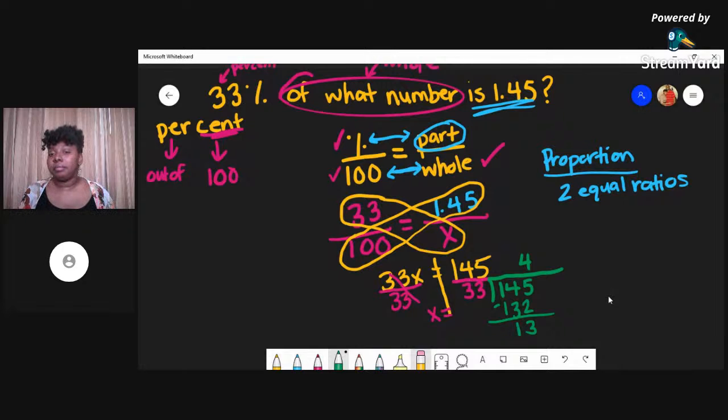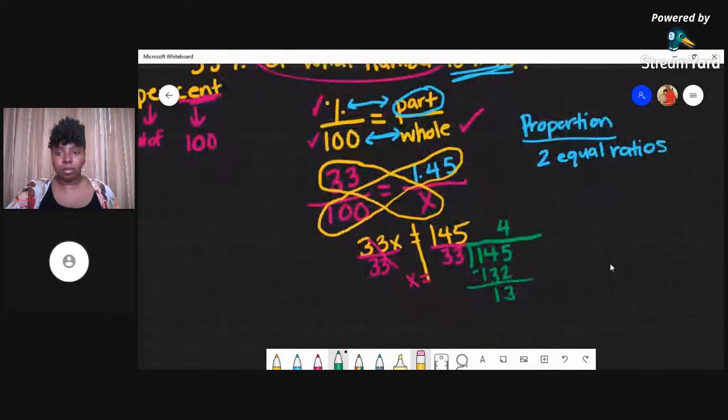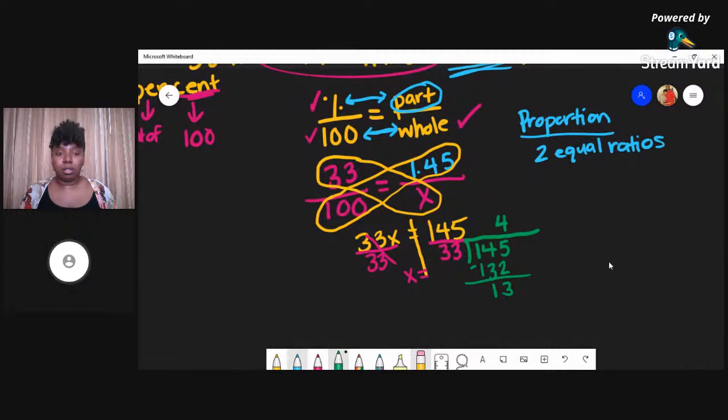Okay. So are we done? No. What do I need to do? Put a decimal point behind the 4. Good. And add a 0 to continue the equation. Okay, so I'm going to put it behind the 4. Where else am I going to put the decimal? Behind the 5 inside the house.